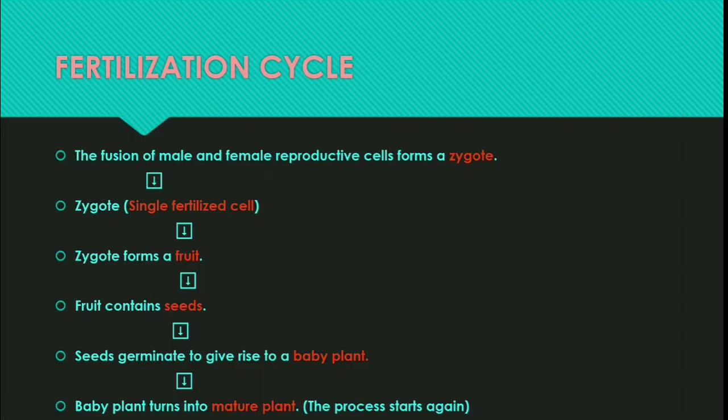Fertilization cycle, let us see what happens step by step. The fusion of male and female reproductive cells forms a zygote. Second, what is a zygote? A single fertilized cell is formed. After fertilization a zygote is formed. Then this zygote forms a fruit. Then the fruit contains seed, and the seed germinates to give rise to a baby plant, and in the end the baby plant turns into a mature plant, and the process starts again.